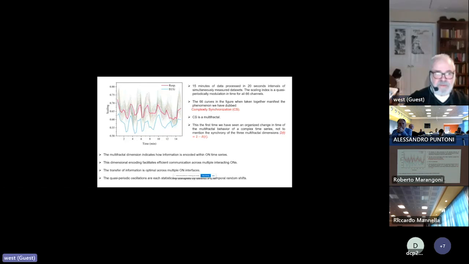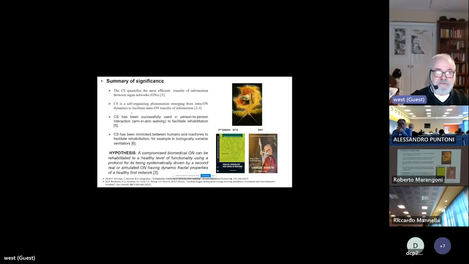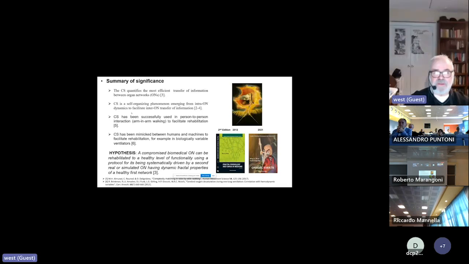And so the transfer of information is optimal across the organ network interfaces, and that's been shown mathematically. The summary of the significance of this result is: the complex synchronization quantifies the most efficient transfer of information between organ networks. Complexity synchronization is a self-organizing phenomenon emerging from the dynamics of these organ networks, the internal dynamics of these organ networks, and it facilitates the transfer of information between the organ systems.